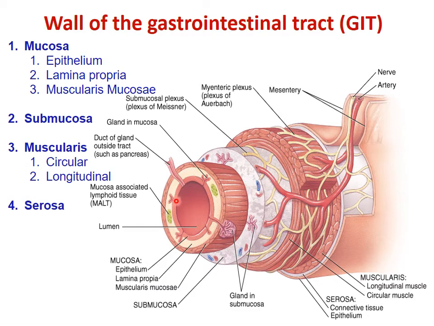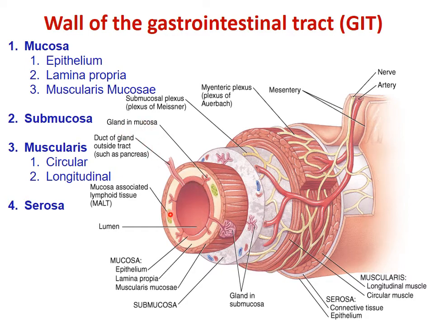Then below the epithelium, can you see these small glands from the surface epithelium? These are called the glands of the mucosa. They are very small, and they are also present in the oral cavity below the mucous membrane. So this is the gland of the mucosa.